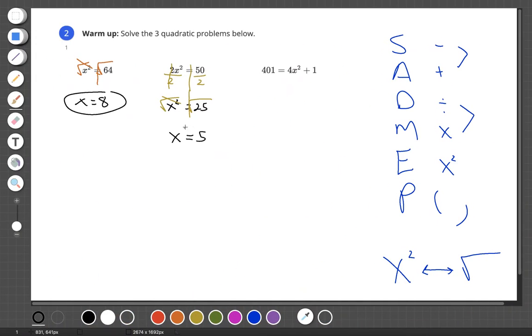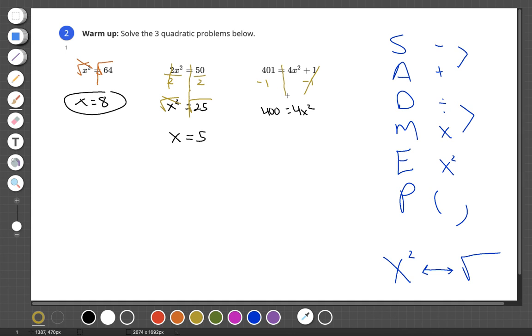5. Okay, last one. So now we have 401 equals 4x squared plus 1. Okay, I'm going to go in order. So we have addition or subtraction. Okay, we do have a plus 1. So first thing I need to do is get rid of that plus 1. So I'm going to subtract 1 from both sides. Those cancel out. 401 minus 1 is 400. Okay, we bring down our equals, bring down our 4x squared.